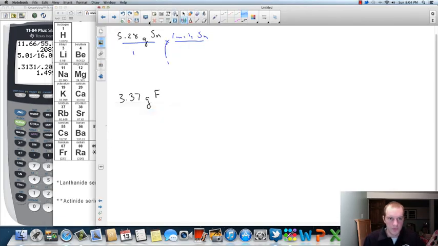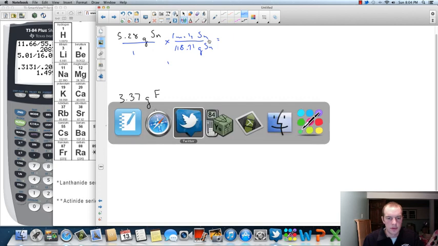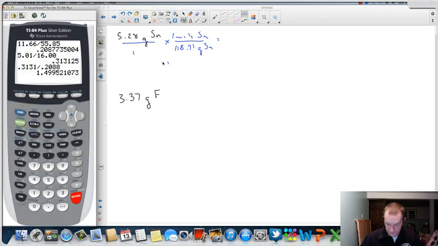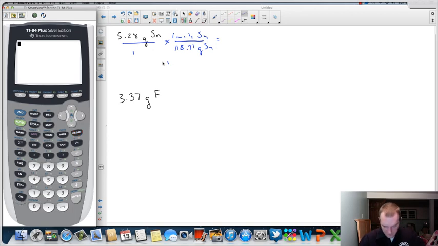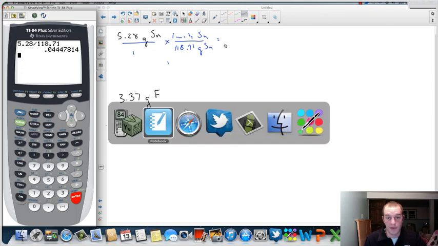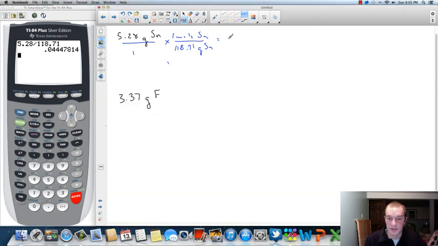Divided by 118.71 grams of tin. Go ahead and perform our calculation. We can see that it's going to be 5.28 divided by 118.71, and that's going to equal approximately 0.0445. Okay, keeping the significant numbers consistent.